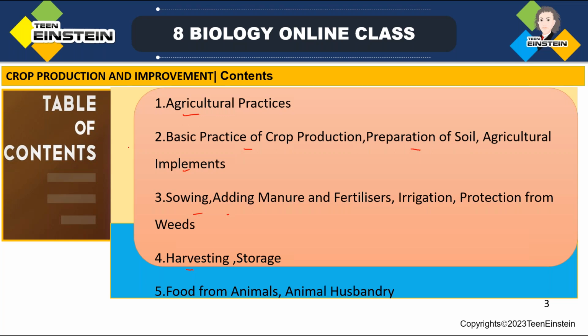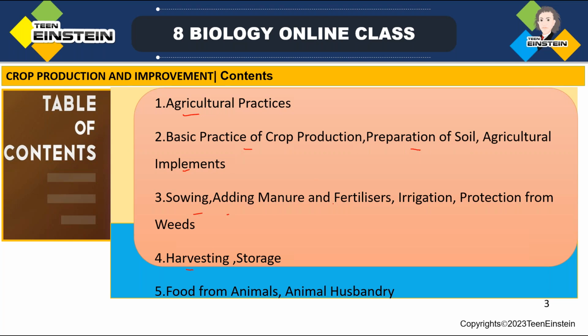Then the most important thing: we have finished these many steps, right? All practices we have done, sowing, fertilizer added, irrigation, protection from weeds, everything we have done, and the crop has grown well. After that, what we need to do is harvest the crop at the right time, right?